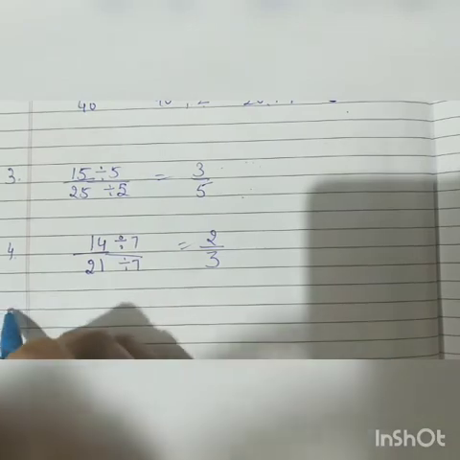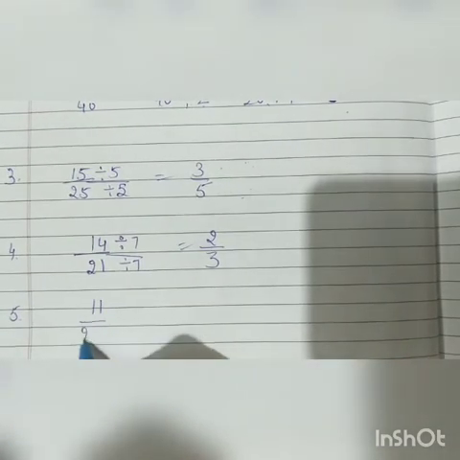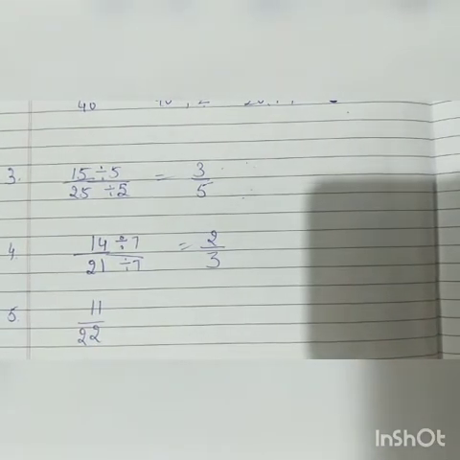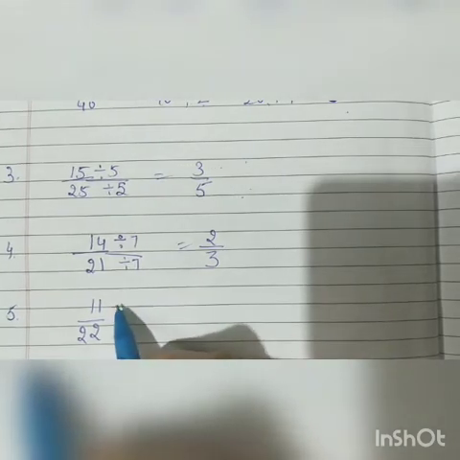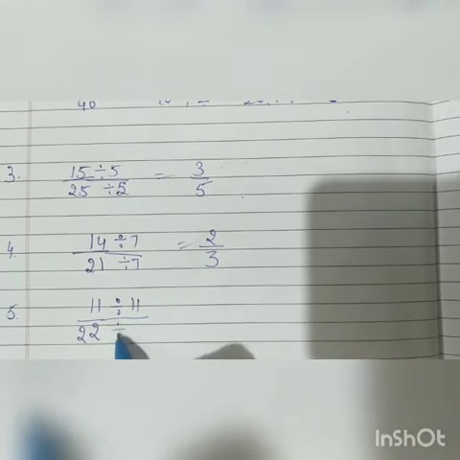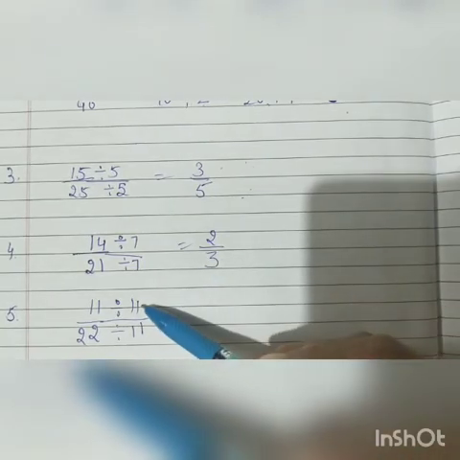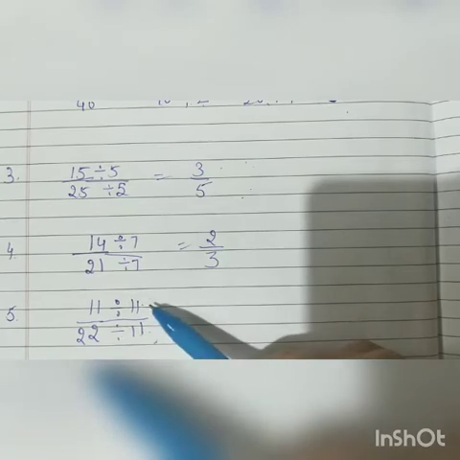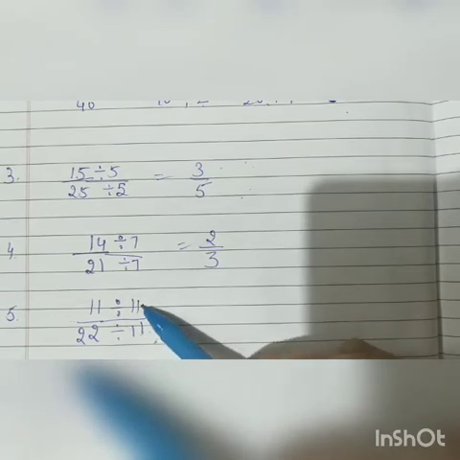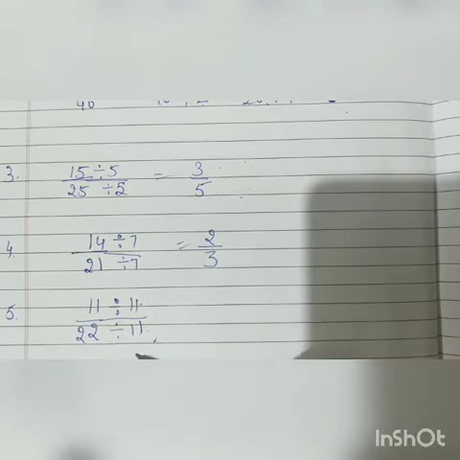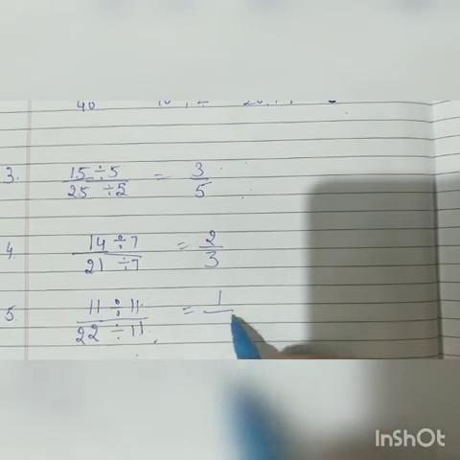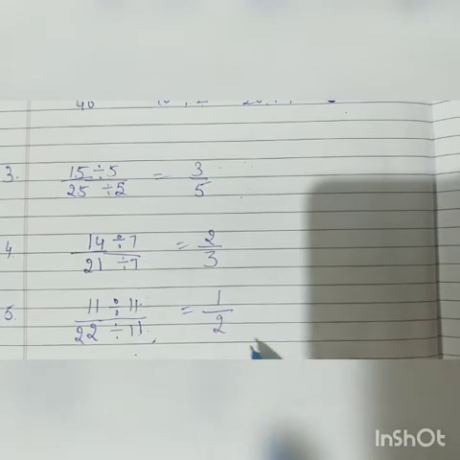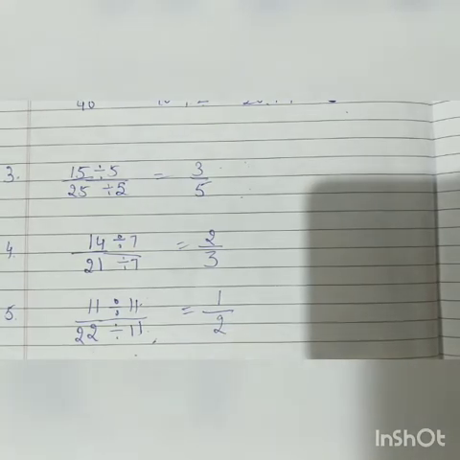Question number 5. 11 by 22. What is common factor? 11. 11 comes in table of 11. 22 also comes in table of 11. So divide numerator and denominator both by 11. Please keep in your mind, when you divide, you have to divide with same number. If you are dividing numerator by 11, so you have to divide denominator also by 11. 11 divided by 11, 1. 22 divided by 11 is 2. So 1 by 2 is lower term of 11 by 22.